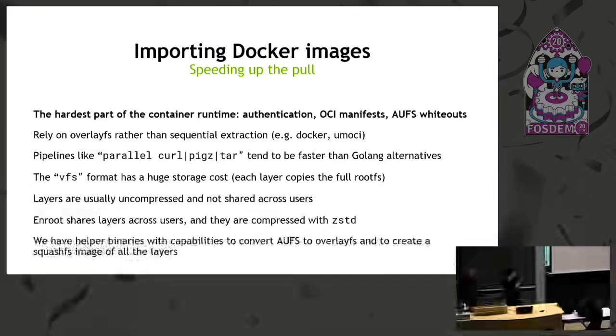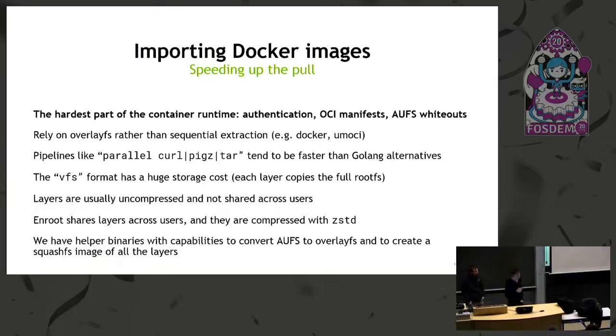The most difficult part is actually importing Docker images in the runtime, because you have to deal with a lot of the OCI stuff, AUFS formats and other things. And we really wanted to speed that up because we pull really big images. So we rely on overlayfs, basically we just want the kernel to do all the squashing of layers rather than a sequential extraction like Docker or Enroot do.